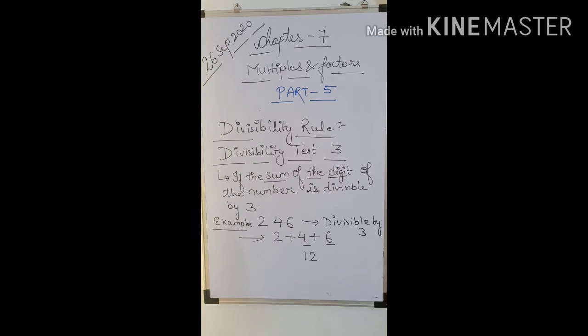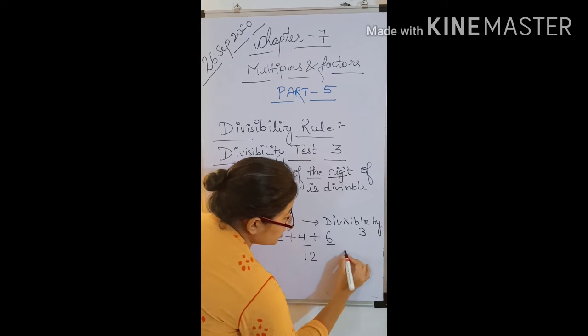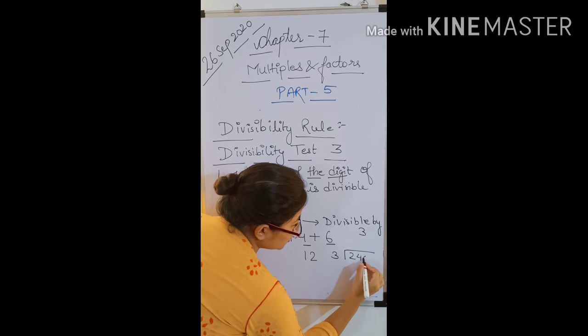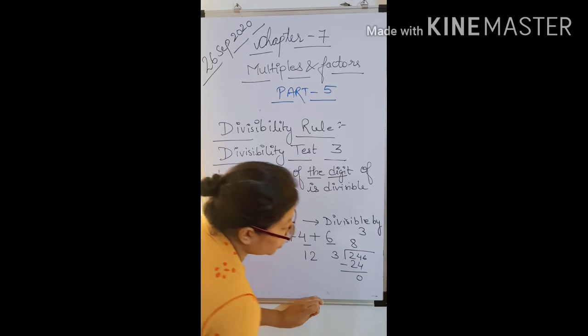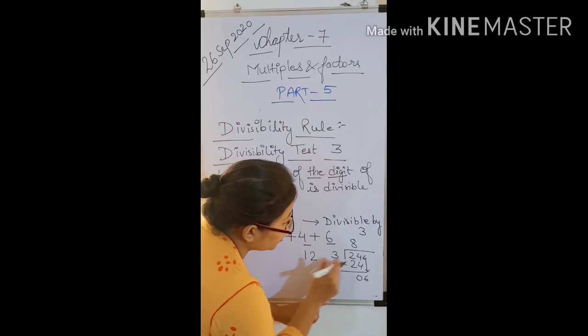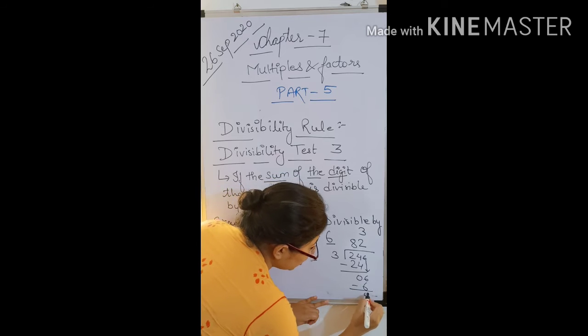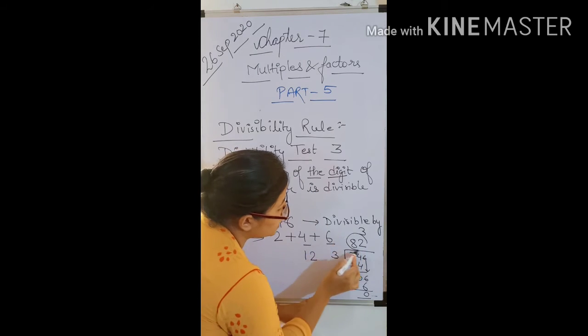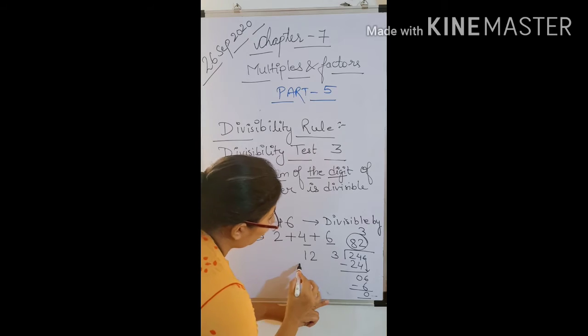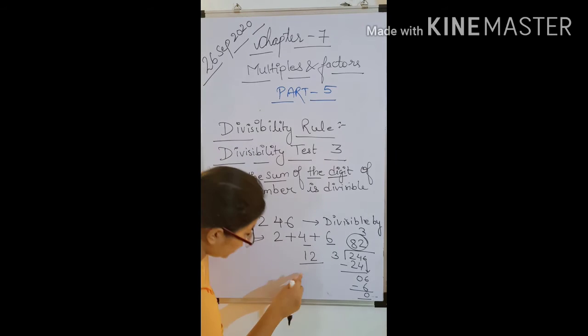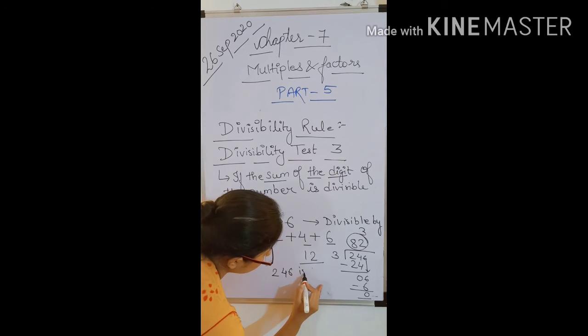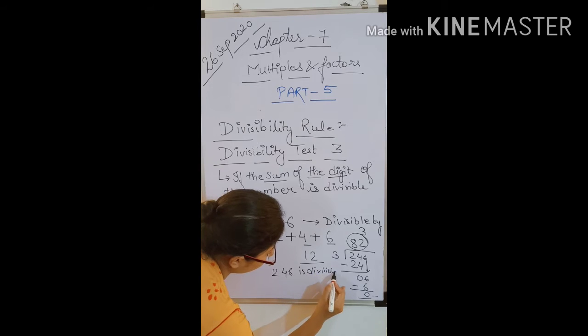You can verify your answer if you want to check whether we have done it right or wrong. If I divide the number 246 by 3, we know 3 8s is 24. Done. Remainder 0. Again, if I bring down the other number 6, what will happen? We know 3 2s is 6. So what is left? 0. Hence the number is divisible by 3. And we have already proved that after adding we got the result 12, and we know very well 3 4s is 12. Hence the number 246 is divisible by 3.